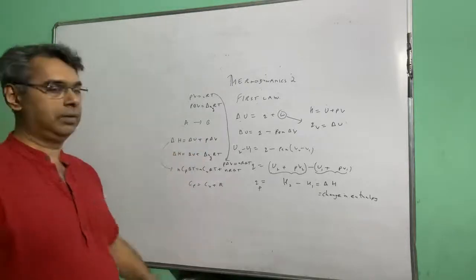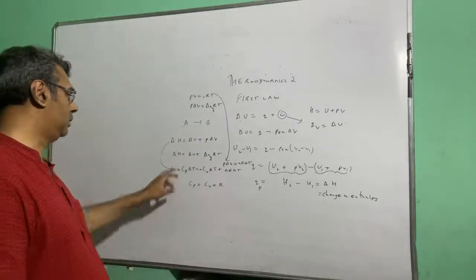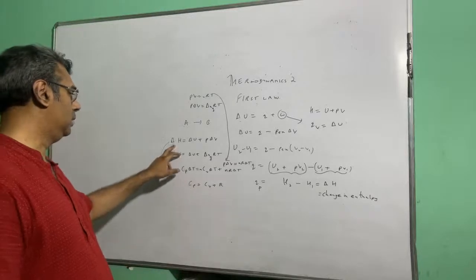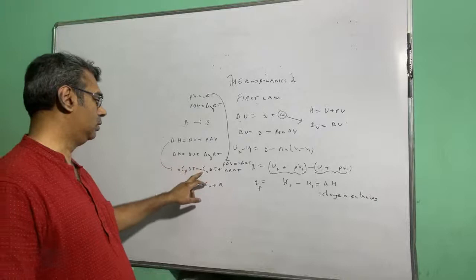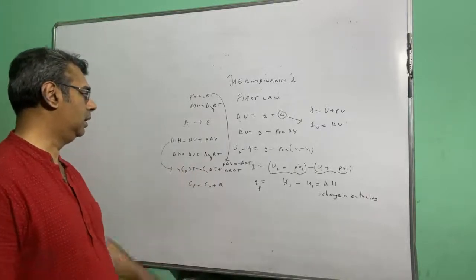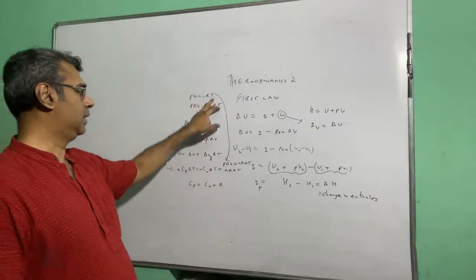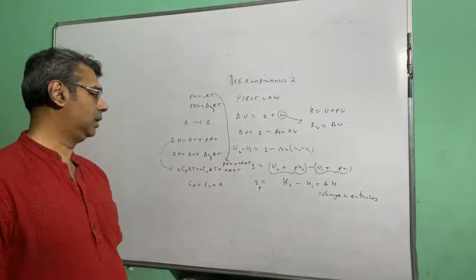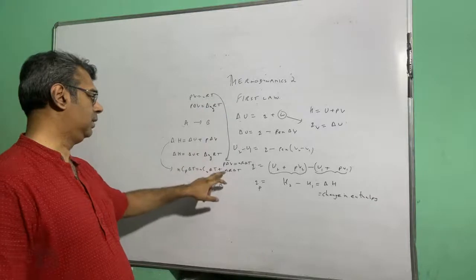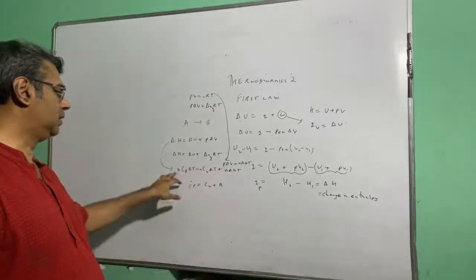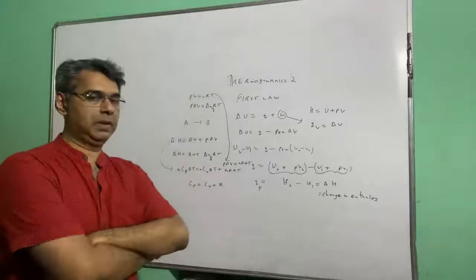Now delta H is delta U plus P delta V. I can now introduce the molar specific heat at constant pressure, that is denoted by Cp. So delta H will be number of moles into Cp into delta T. Similarly, delta U will be number of moles into Cv into delta T. And since PV is nRT, P delta V will be nR delta T. So just remove P delta V and write nR delta T. So if you cancel n delta T, Cp is Cv plus R.